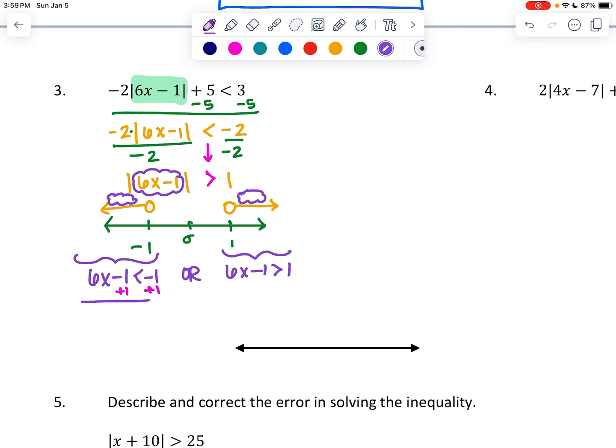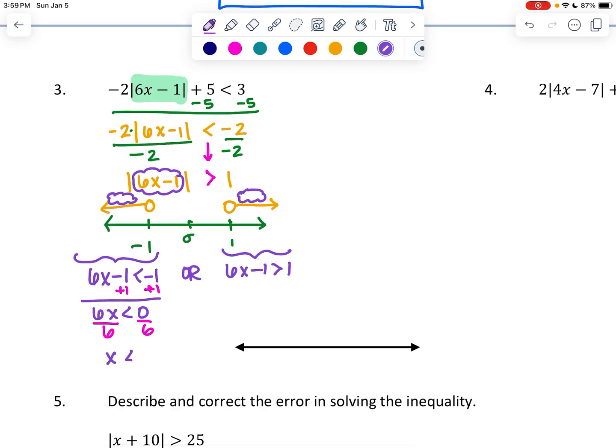Okay, and I get 6x is less than 0. Does that mean the answer is no solution? No, it doesn't. Because when you divide both sides by 6 here, 0 divided by 6 is still 0. 0 is a valid number. X is less than 0. So any negative number you choose will make this work.